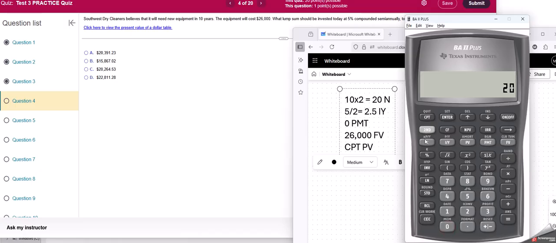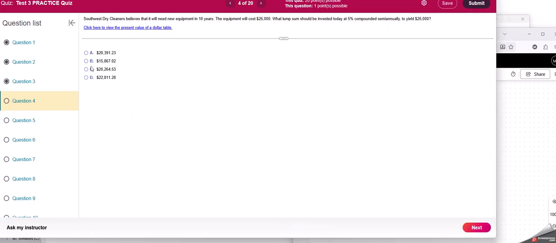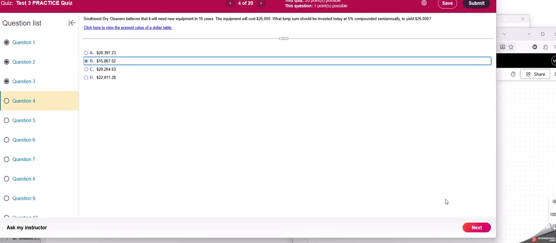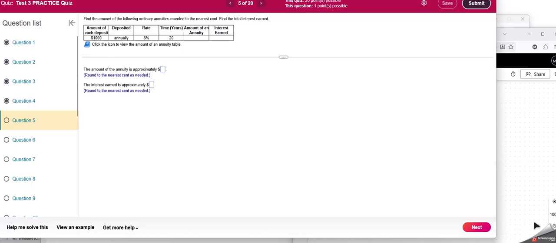So 20 is the N, 2.5 is the IY, no payment, so zero that out. $26,000 is our future value, and then compute the present value. So 15,867.04. So that would be B. It's again, a couple cents off. Remember that when we use the calculator, we're going to be a little bit more accurate than the tables. So don't worry about those couple cents.